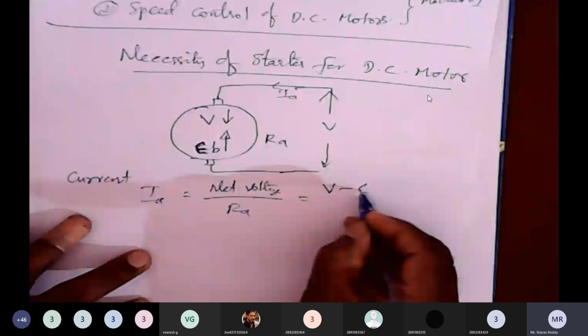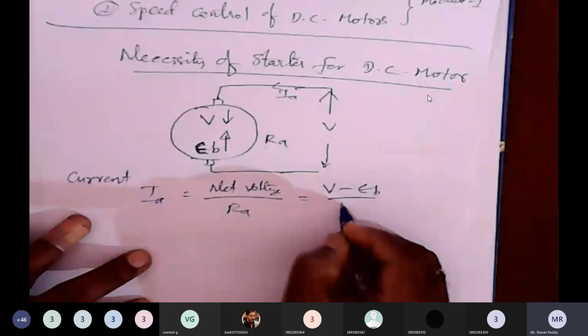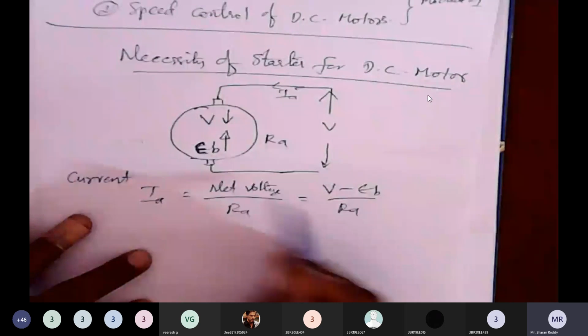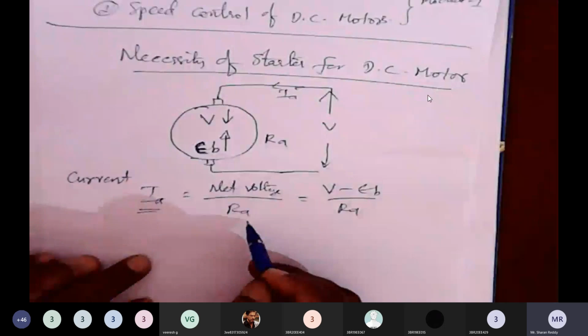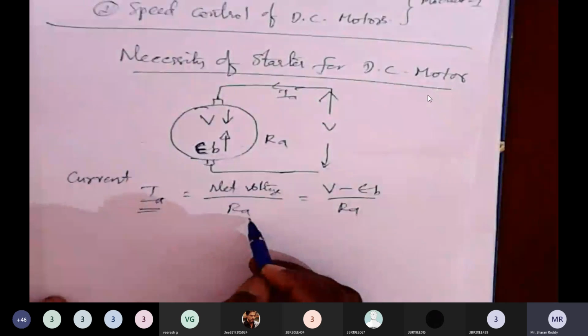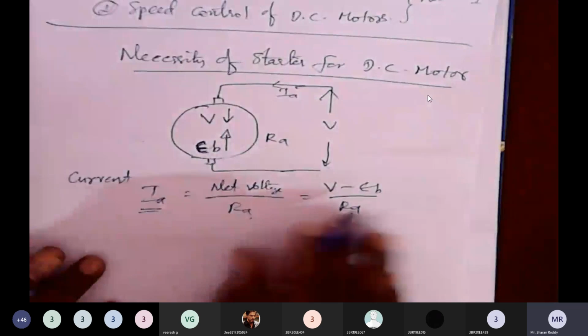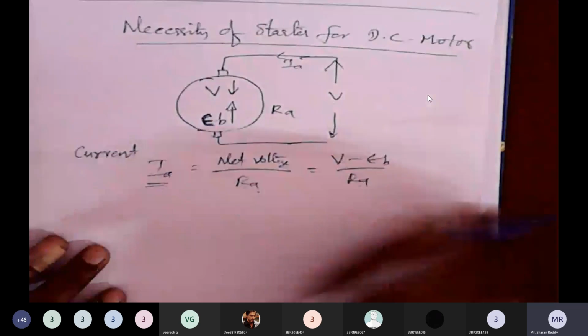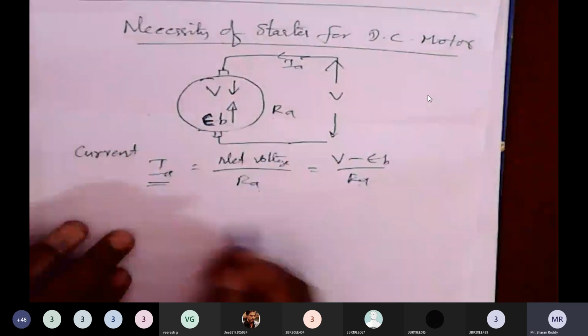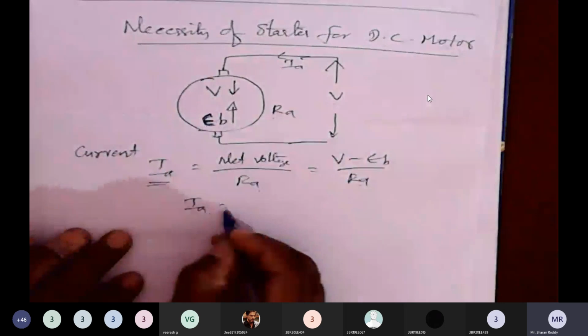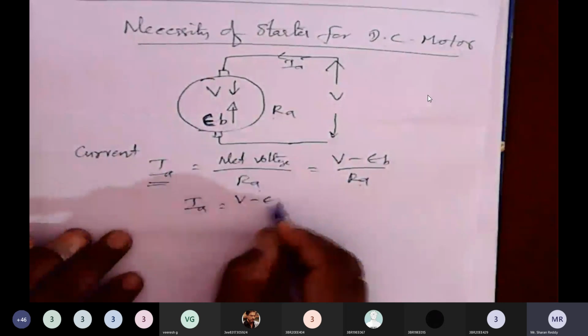Basically, I equals V by R. So what is the current taken by the armature? Ia is equal to the net voltage divided by the armature resistance, V minus Eb divided by Ra. This is the equation for the current taken by the armature. From there, we can find the Eb equation also.